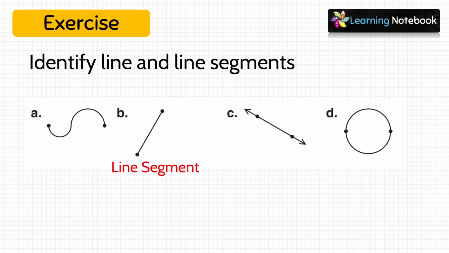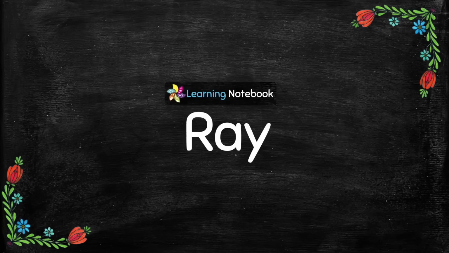Next, look at the figure C. It has 2 arrows. So, it means it is never ending. Therefore, it is a line. And the last figure is not a straight path. So, it is neither a line segment nor a line. So, students, now I hope you have understood the difference between line and line segments. Now, our next topic is ray.